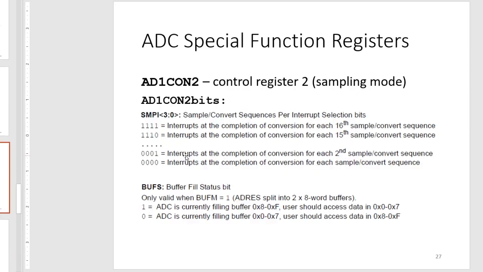Also with control register 2 is the SMPI, or the conversion sequences per interrupt selection. So we can configure our ADC to generate an interrupt after every conversion or after every 16th conversion, depending on whichever you want to use. Then we also have a buffer status fill bit. When we use buffer mode 1, or two 8-word buffers, it tells us which of the buffers are currently being filled and which buffers we should be accessing.